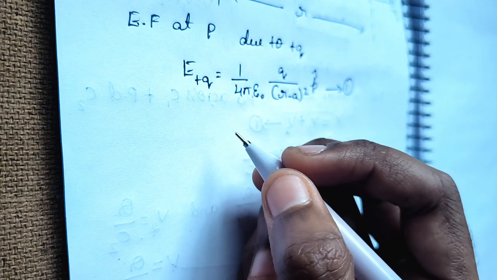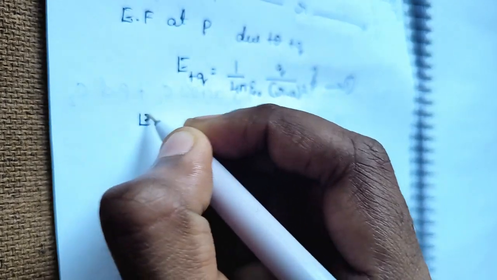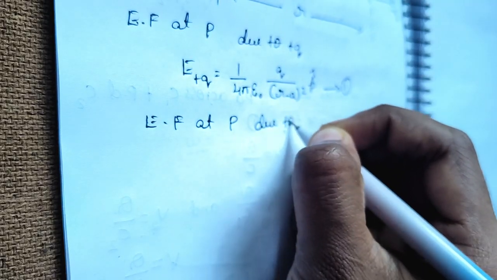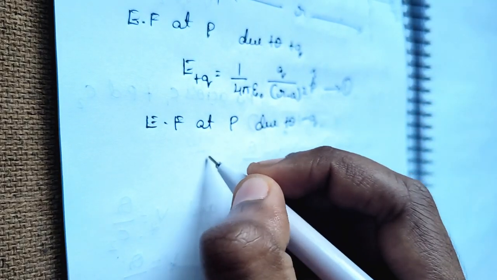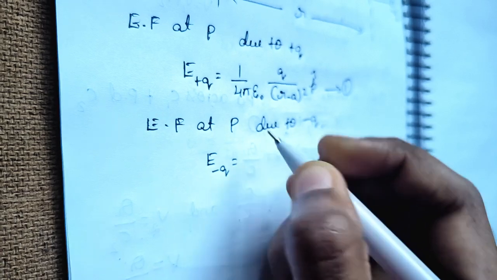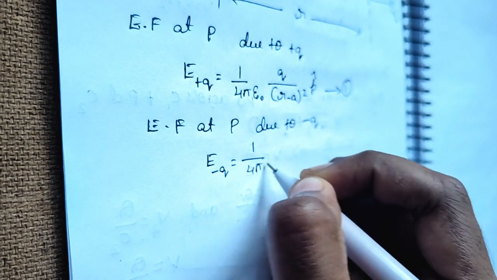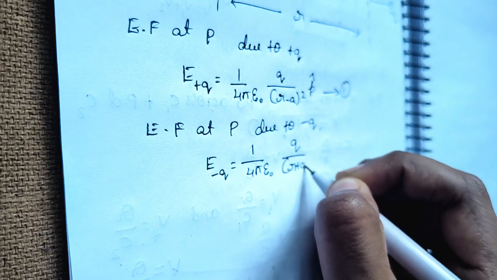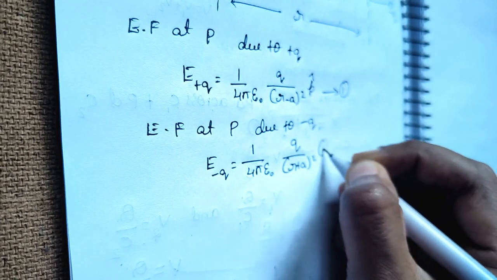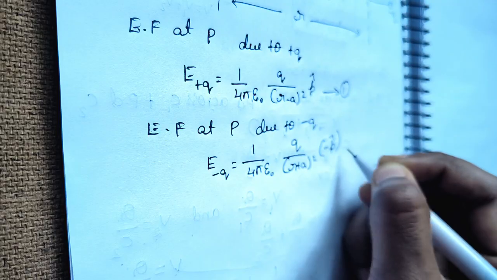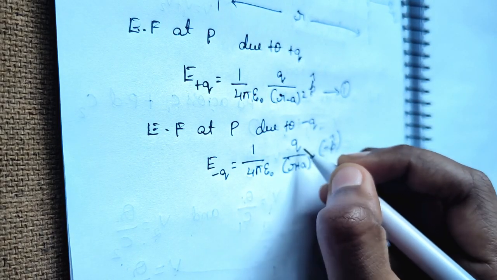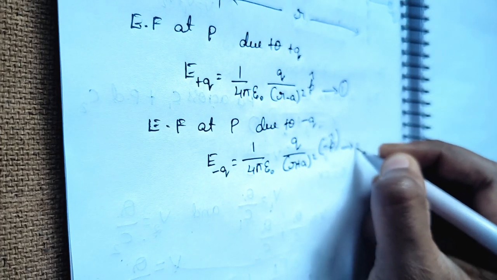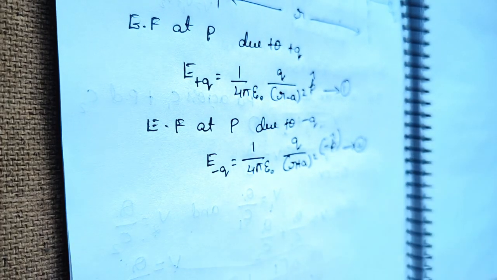Similarly, we can write the expression for electric field at P due to minus q as E minus q is equal to 1 by 4 pi epsilon naught q divided by r plus a whole square into minus p cap. Here the minus sign is because this one is minus q, so I wrote here minus p cap. Consider this one as equation 2 now.